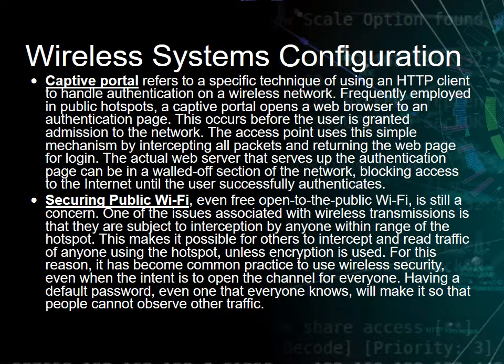So one of the issues associated with wireless transmission, obviously, is that it's subject to interception by anyone within range of it. So this makes it possible for others to intercept and read the traffic. For example, if you sit in an airport and set up your laptop and use a program that's available, you can capture traffic that's going through the air, and if it's not encrypted or protected, going to an unprotected hotspot, you can see everything that's in clear text.